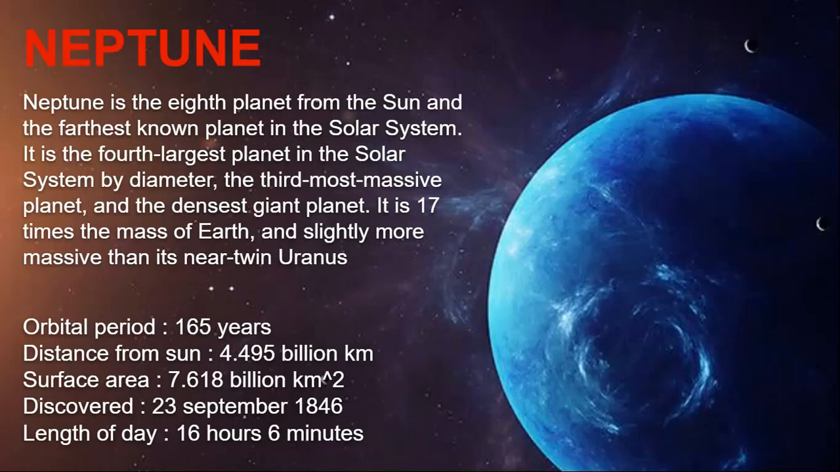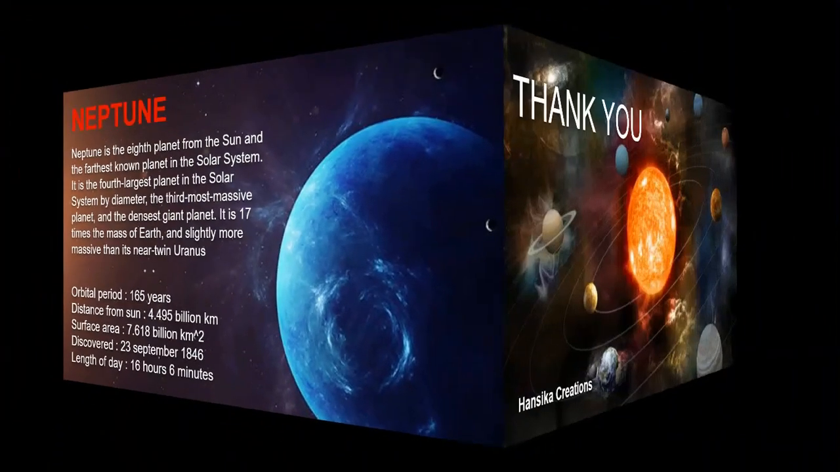Its distance from the Sun is 4.495 billion kilometers. Its surface area is 7.618 billion kilometers square. It was discovered on 23rd September 1846 and its length of the day is 16 hours 6 minutes.